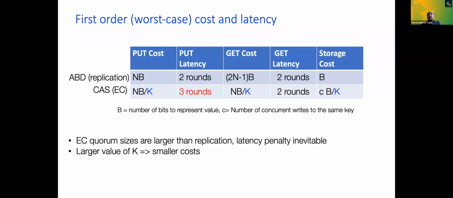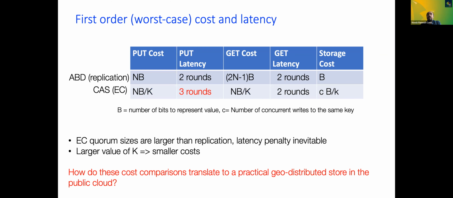This table has a comparison between ABD and CAS. In the table, we see that both networking and storage costs are inversely proportional to k. This table also suggests that CAS has bigger latency because of the additional round for the put, and potentially because it needs to access larger quorums.